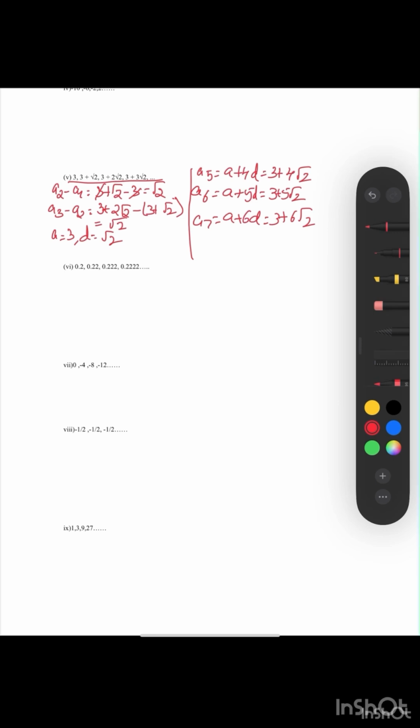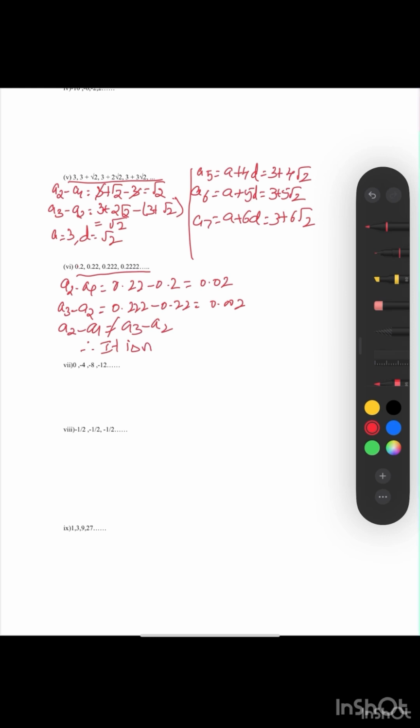Next part over here, we have the series as 0.2, 0.22, 0.222, 0.2222 and so on. Clearly looking over here, we can say the difference is not same, but let's check. A2 minus A1 is 0.22 minus 0.2, which is 0.02. A3 minus A2 is going to become 0.222 minus 0.22. On solving this, we'll get 0.002. Since A2 minus A1 is not equal to A3 minus A2, that means difference of both the terms is not same, so it is not an AP.